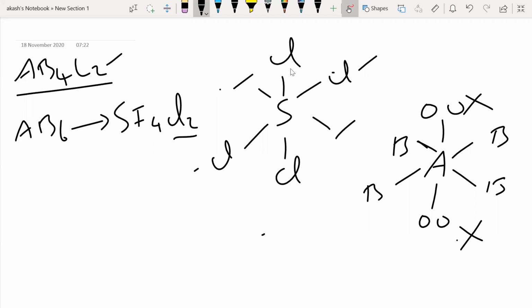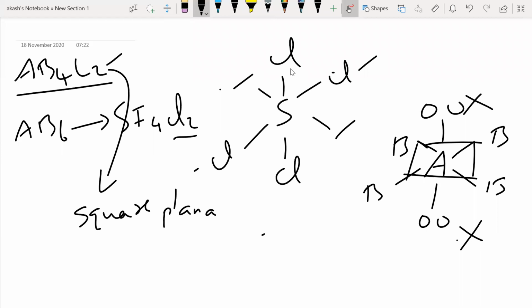And what shape do you see? Square planar. Yes, absolutely, right? So if you don't consider the lone pairs, you just see a square, right? So the shape of AB4L2 is square planar. That's very simple, right? Okay, so again, any examples for this? XeF4. Yeah, XeF4 is a good example, right?